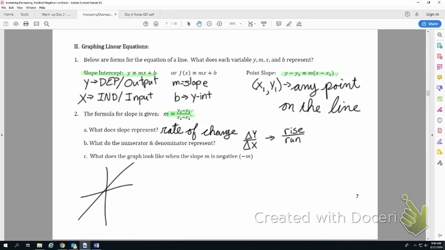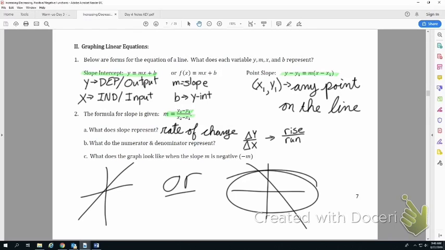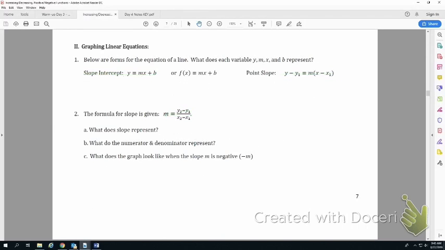What does a graph look like if it has a negative slope? The first one or second one? Second one. Okay? From left to right, it's going down. Alright, negative slope, it's downhill. Questions on the formulas? Alright.